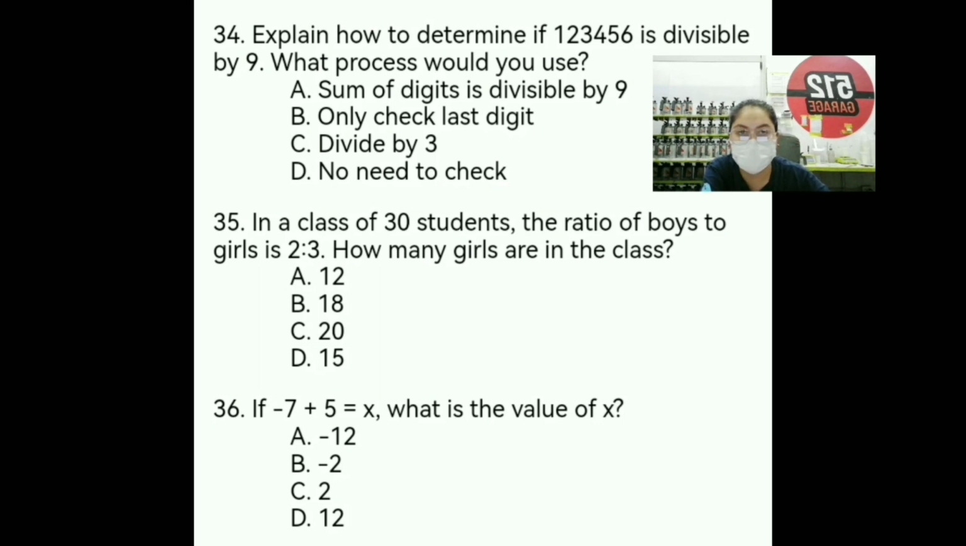Letter C, positive 2 or 2, this is incorrect. This would result if 7 minus 5 were performed instead of negative 7 plus 5. And then letter D, incorrect. This has no connection to the given operation. So the final answer is negative 2, which is letter B. Adding negative 7 and 5 gives negative 2, as the positive 5 partially offsets the negative 7, leaving a net negative value of negative 2.